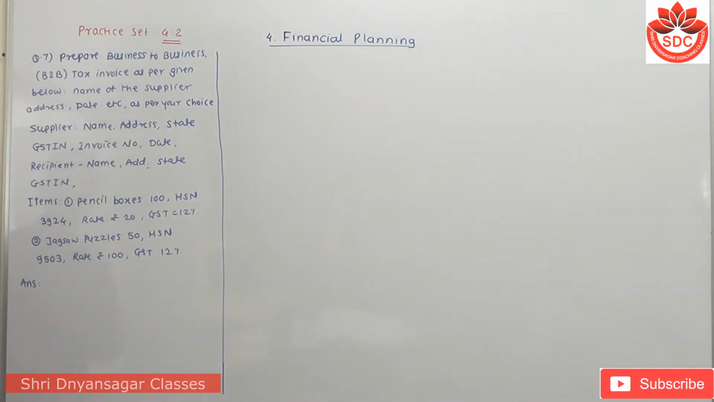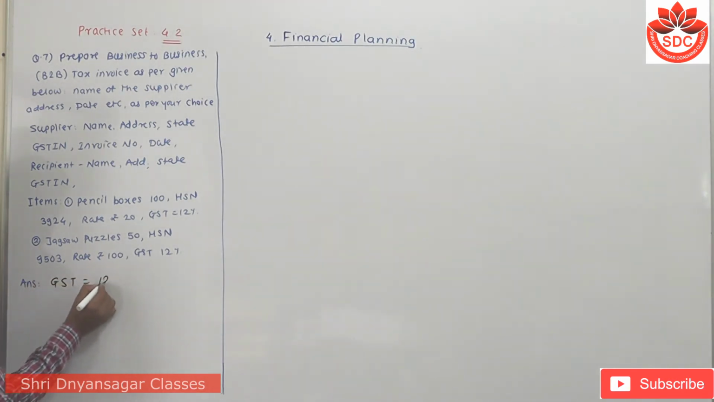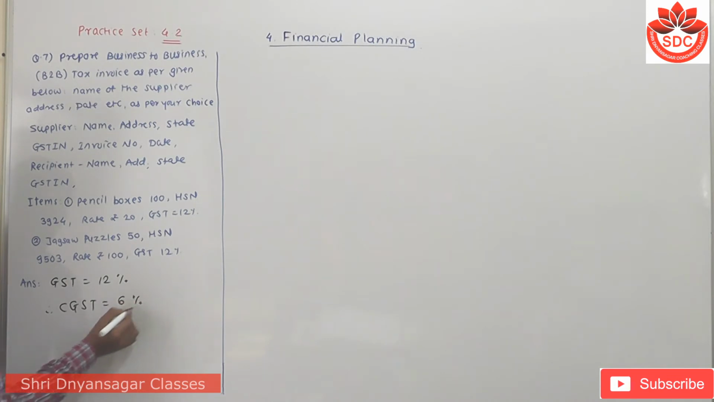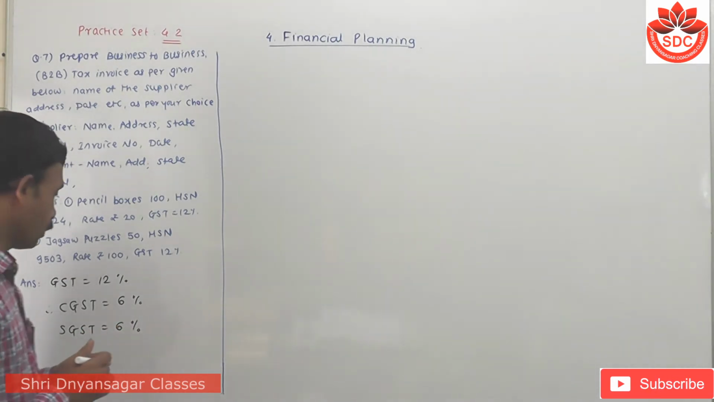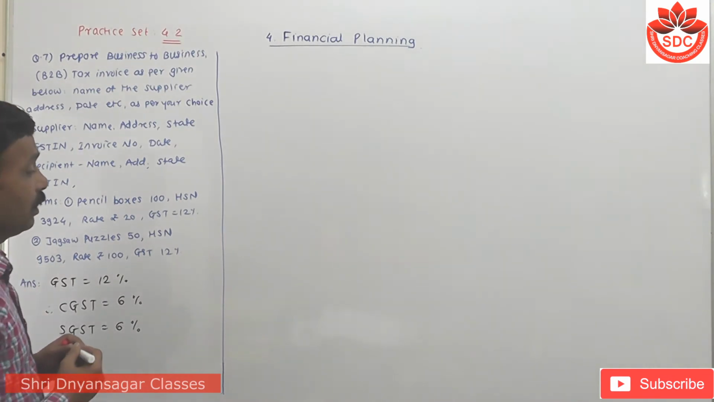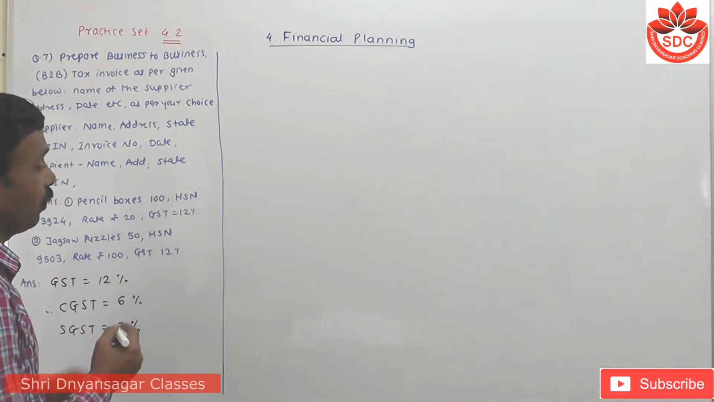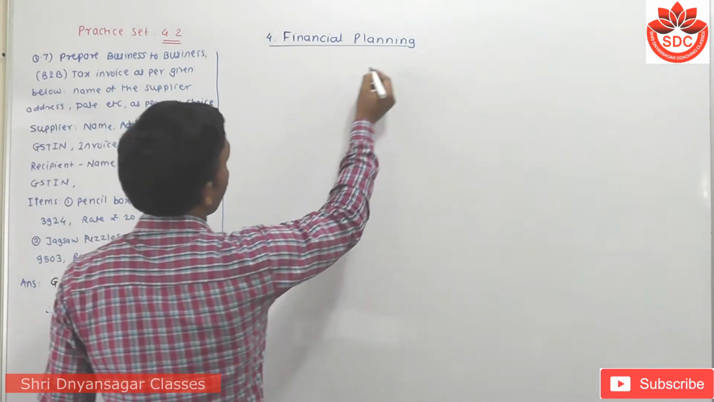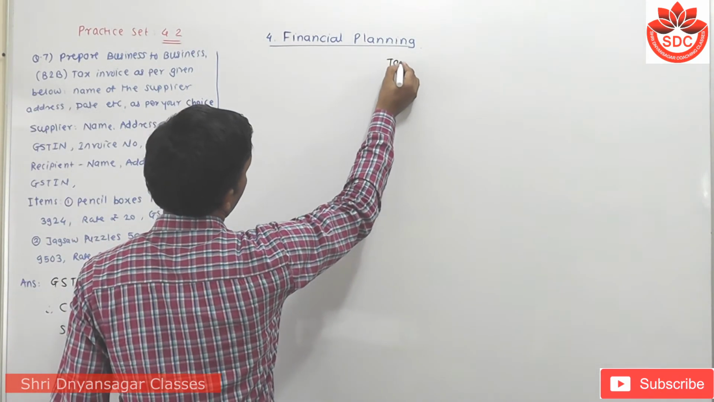Now student, here is the answer. GST is given, GST is equal to 12%. Therefore CGST is equal to 6% and SGST is also 6%. Okay, we use here to prepare the tax invoice. Now to write here, tax invoice.